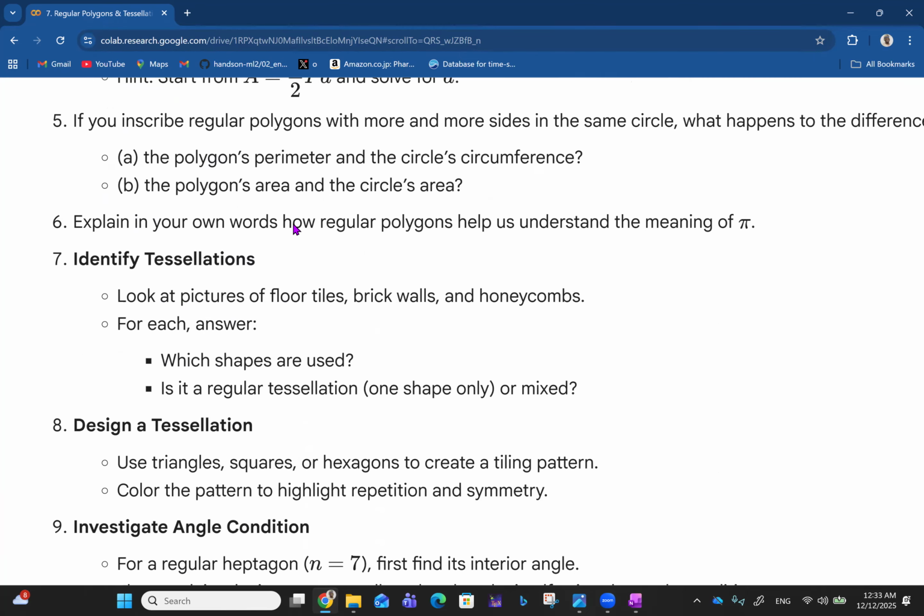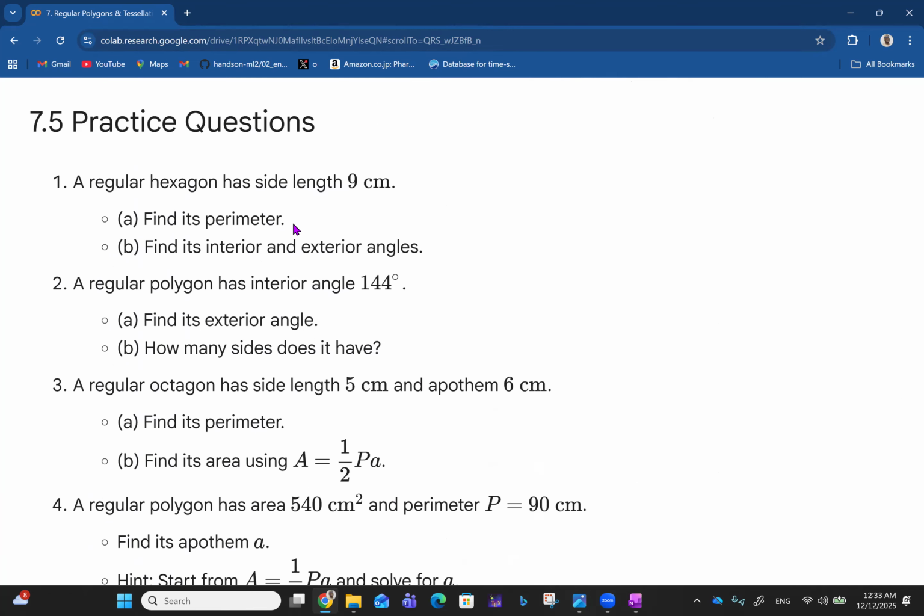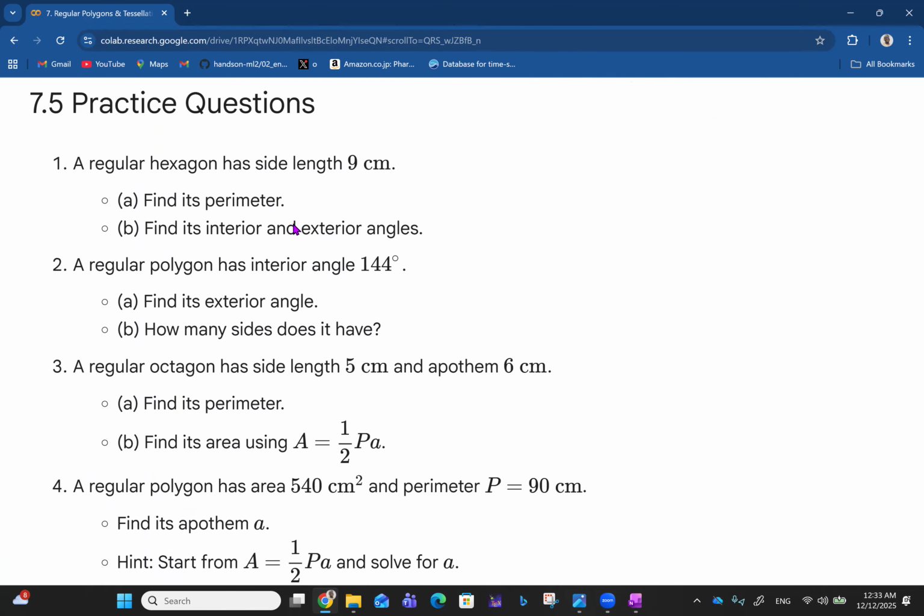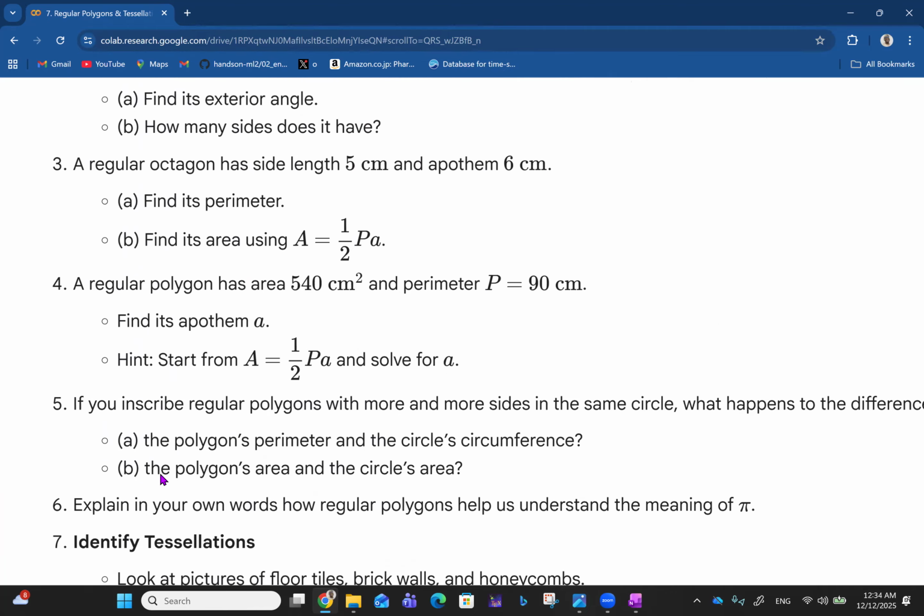So what I'm going to do is just show you some questions related to the hexagon here, so you can practice. A regular hexagon has side length 9 cm. Find its perimeter, and find its interior and exterior angles. A regular polygon has interior angle 114 degrees. Find its exterior angle. How many sides does it have? I can already get this, like a decagon, because we've done it before. A regular octagon has side length 5 cm and hypotenuse 6 cm. Find its perimeter, and find its area using this. Then you have other questions like that.